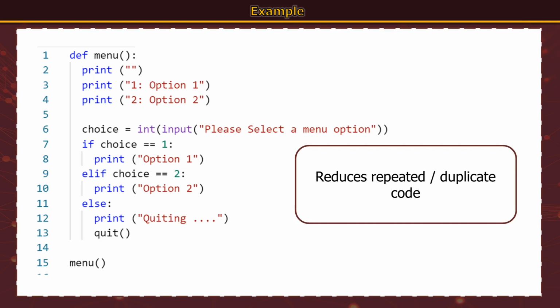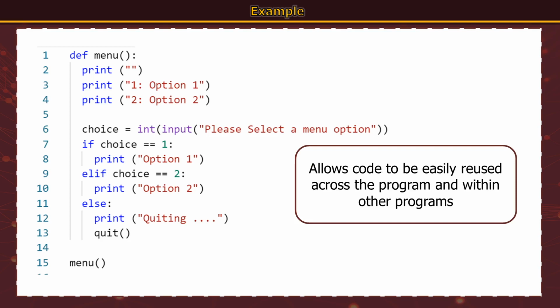Potentially, I could copy it down wrong, or if I was copying and pasting it, it would take me absolutely ages, so it would be a waste of my time. Instead, we can place that code within a subroutine, as shown on line 1, def menu. I can then call that menu as many times as I need, as shown on line 15.